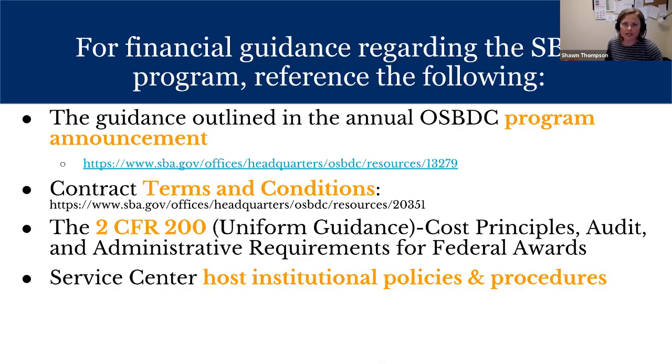And then we take that information and condense it down for your subawards that go out to your hosts. You need to follow your subaward information, but also the master contract. So it's all of these things. Additionally, for all federal grants, you need to ensure that you're in compliance with 2 CFR 200 or the Uniform Guidance, which are cost principles, audit, and administrative requirements for federal awards. And then last and not least is Service Center host institutional policies and procedures. If you're following all of those, then you should be in compliance.